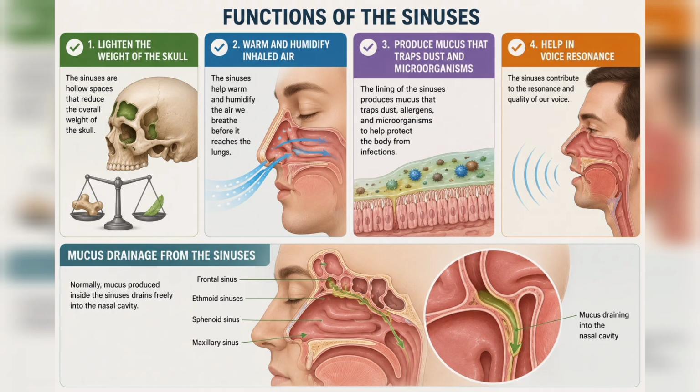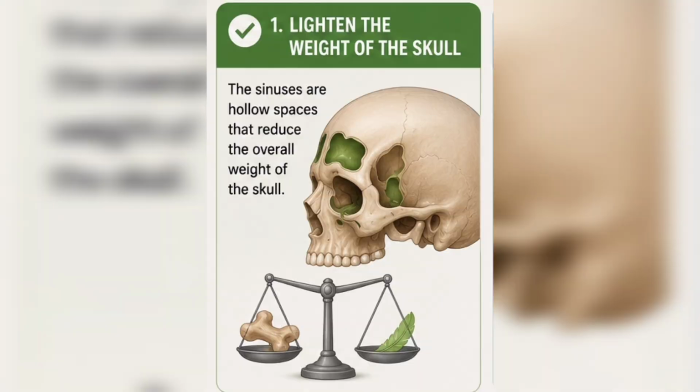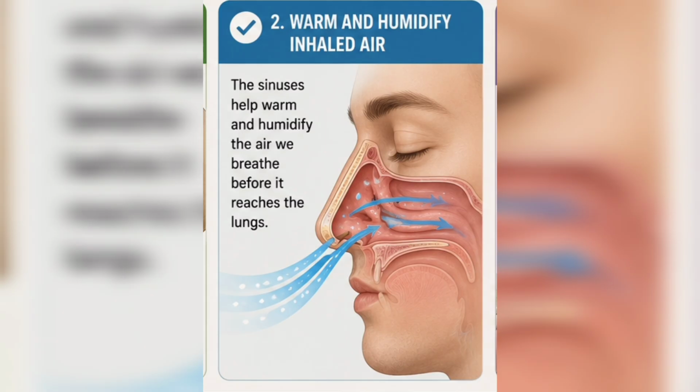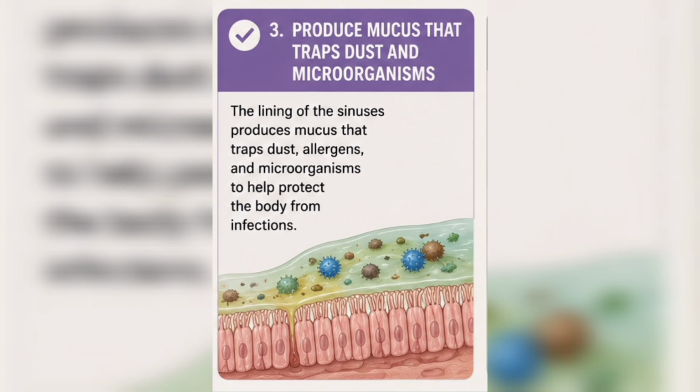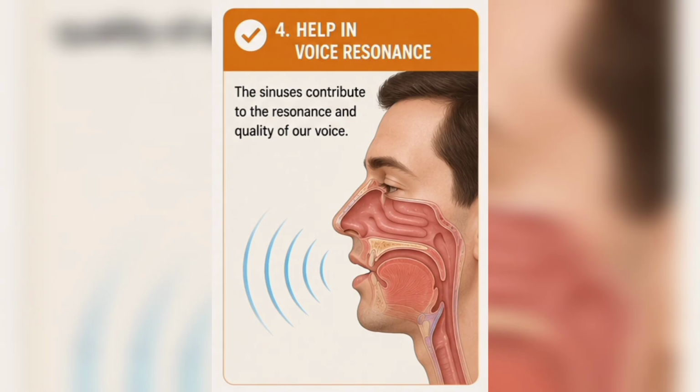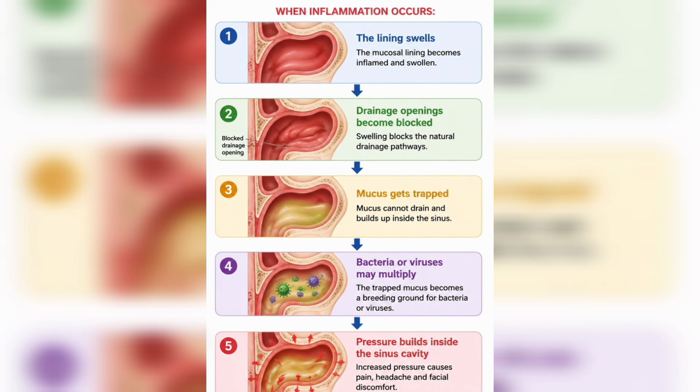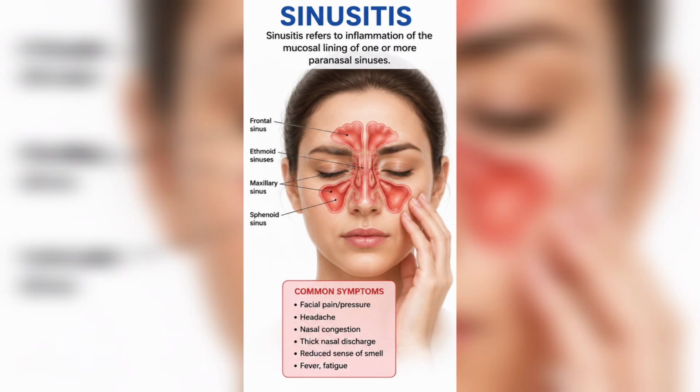These sinuses perform several functions. Lighten the weight of the skull. Warm and humidify inhaled air. Produce mucus that traps dust and microorganisms. Help in voice resonance. Normally, mucus produced inside the sinuses drains freely into the nasal cavity. Sinusitis refers to inflammation of the mucosal lining of one or more paranasal sinuses.